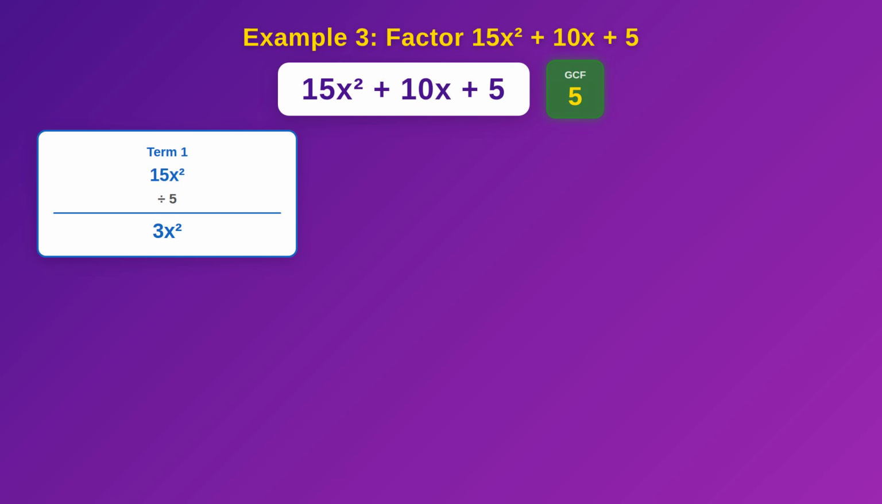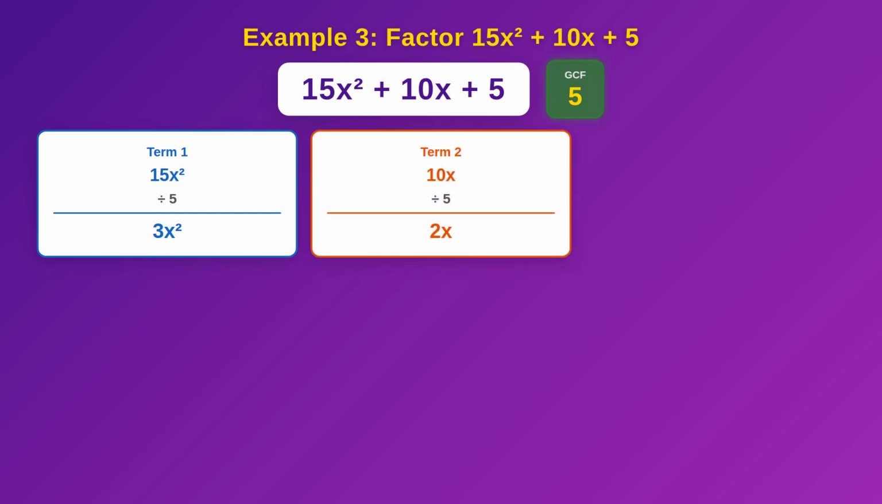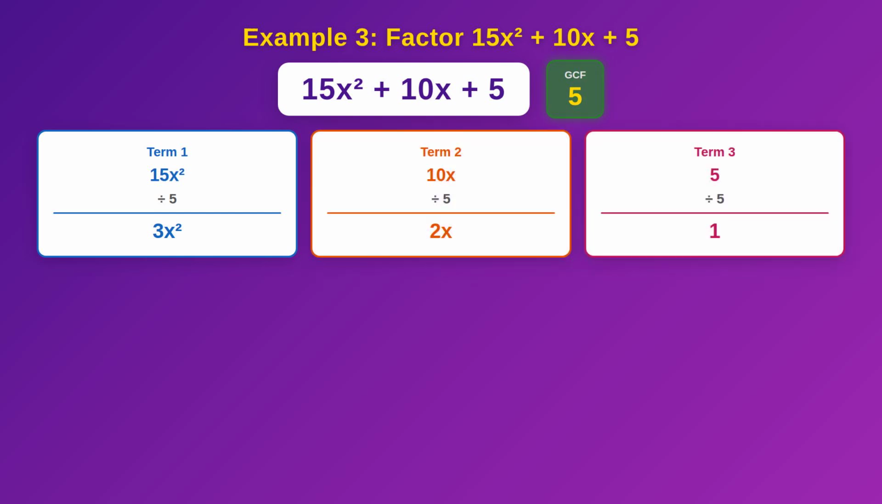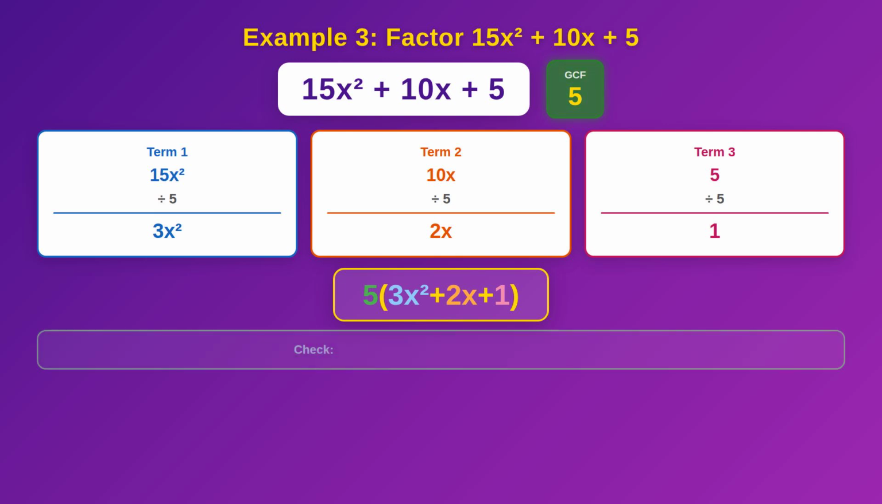Now Maya's trying a 3-term expression, 15x squared plus 10x plus 5. 3 terms? No problem. Same strategy. Step 1, find the GCF. For the numbers 15, 10, and 5, what's the biggest number that divides all 3? 5 goes into 15, 10, and 5 evenly. The variable terms, 15x squared has x squared, 10x has x, but 5 has no x at all, so no x in the GCF. The GCF is just 5.